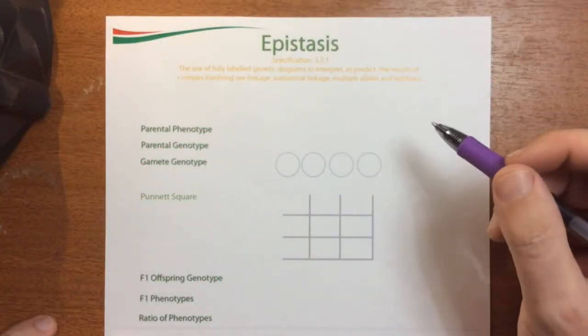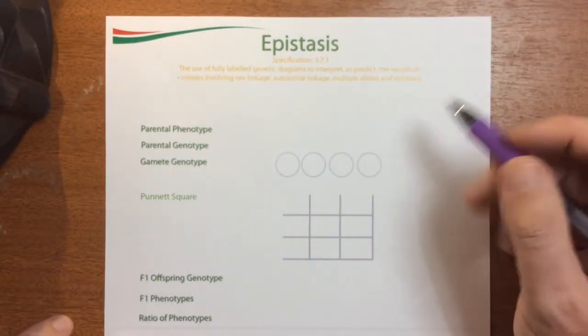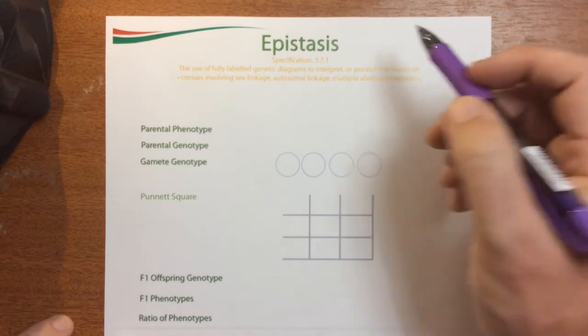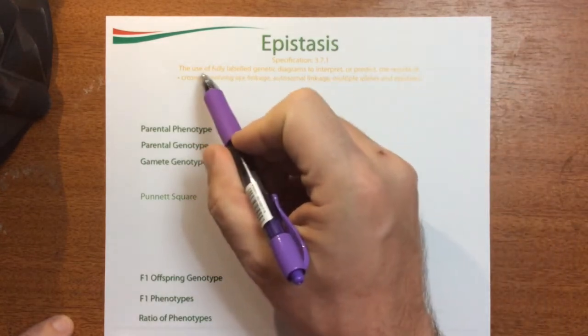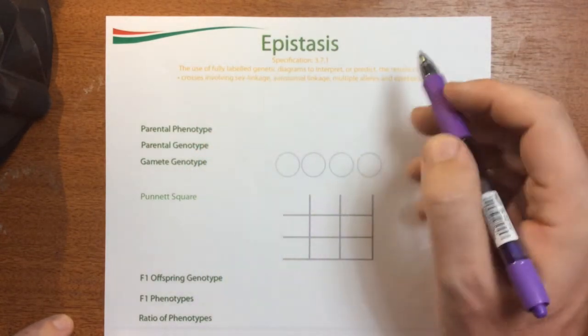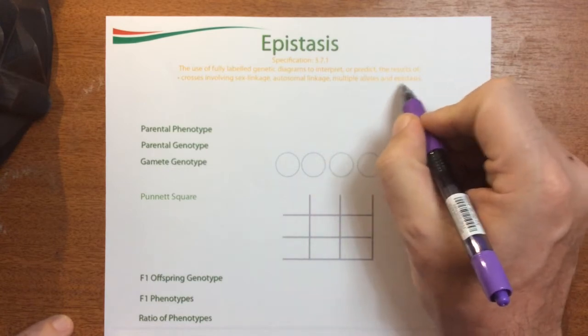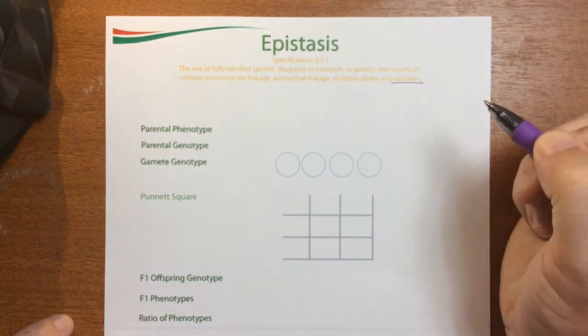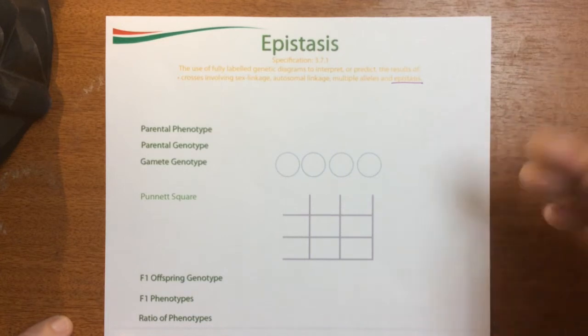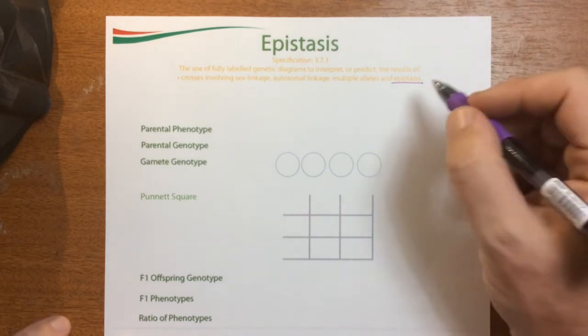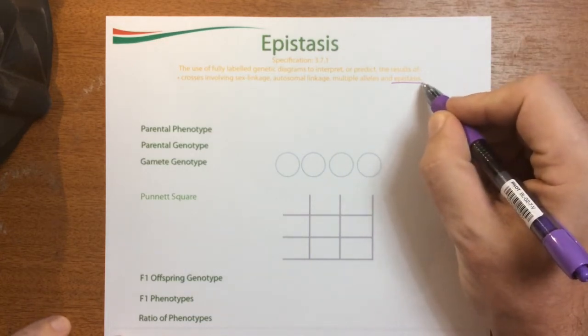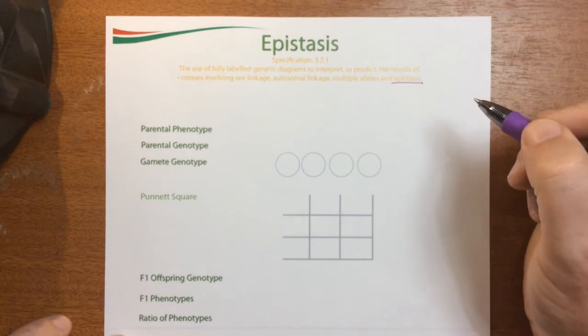Hi there. In this video I'm going to talk through epistasis, depending on how you want to pronounce it. In the AQA specification they expect the use of fully labeled genetic diagrams to interpret and predict, and we've got epistasis specifically mentioned in the spec. Okay, so epistasis is where the expression of one gene is affected by the expression of a different gene.